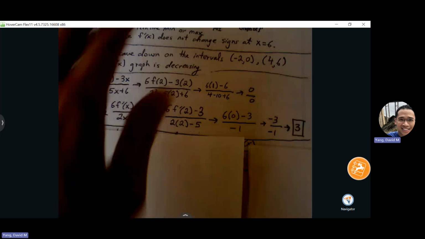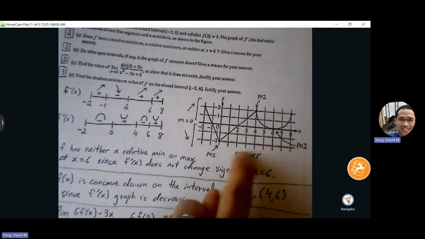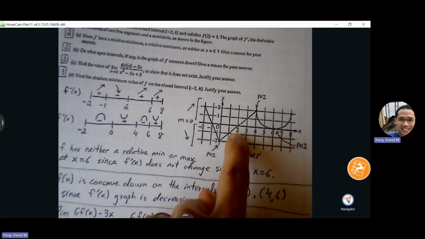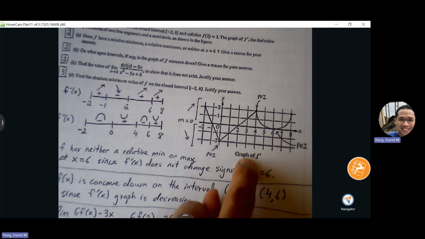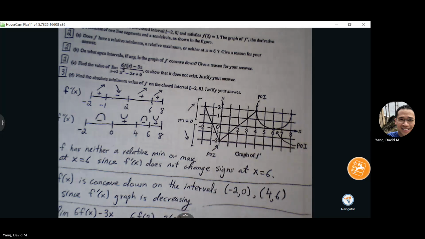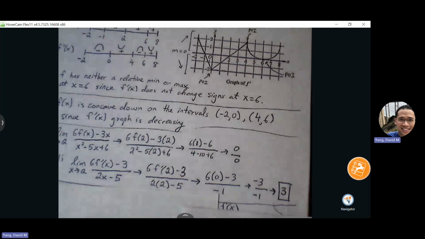F prime of 2, because f prime of 2 is based off of this graph now. So f prime of 2 is the y value. Oh, okay. Because this is the f prime graph. Okay, yeah, sorry. Got it, yeah. Okay.